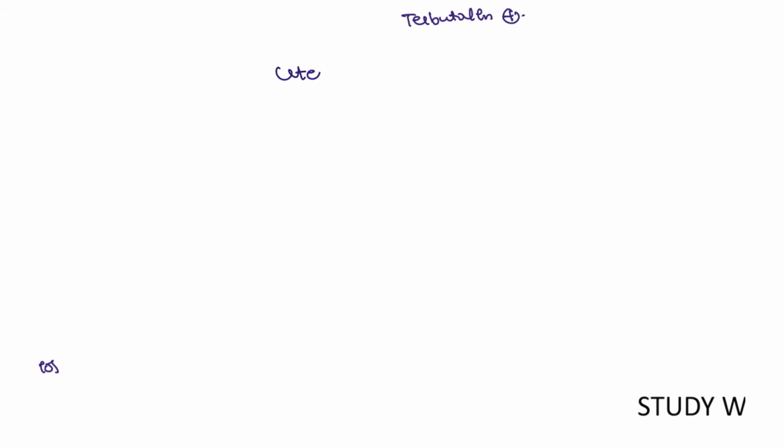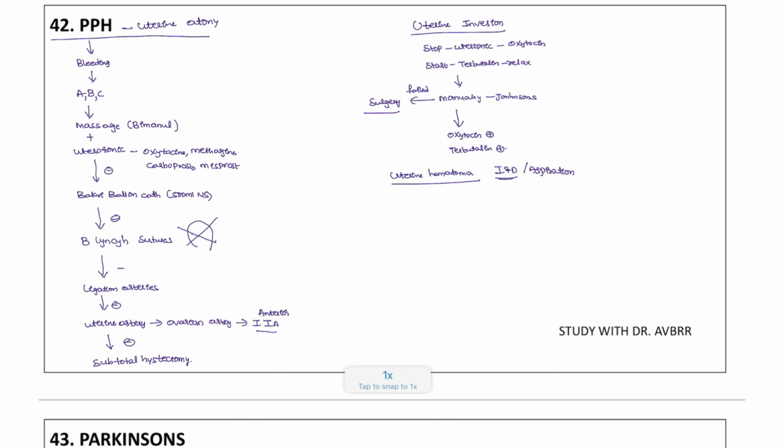Next, uterine hematoma. Incision and drainage or aspiration is done to relieve the tension, right?